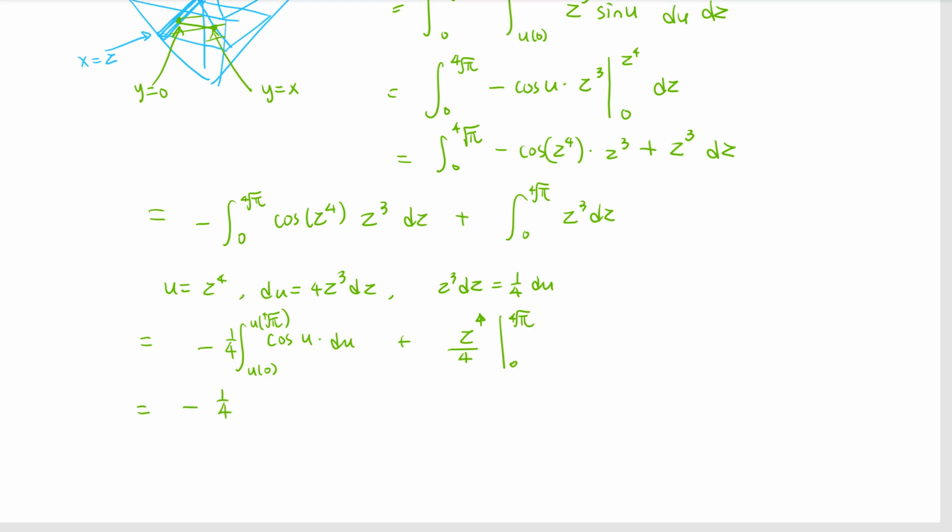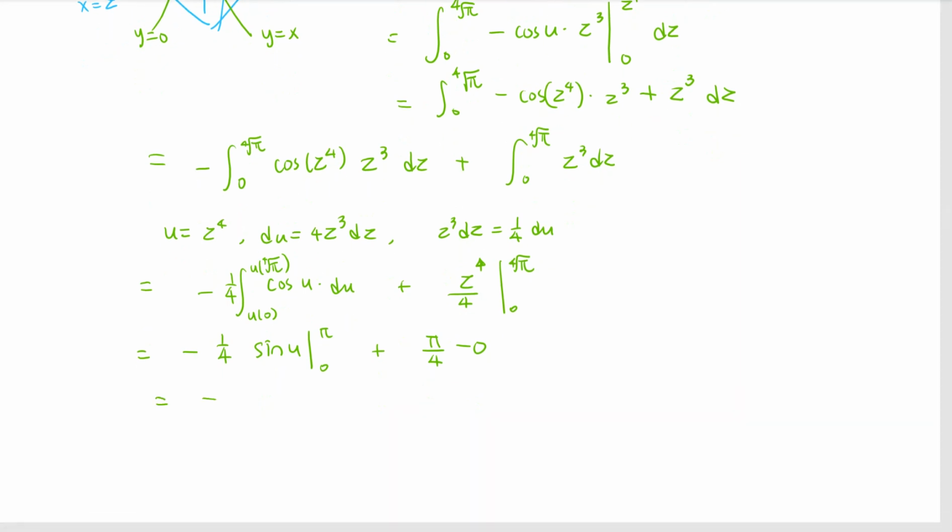Okay, so the integral of cosine is sine u. Then u of 0, 0 to the 4th is 0, and u of 4th root of pi, the 4th root of pi to the 4th is pi. And then the 4th root of pi to the 4th is pi over 4, and when we plug in 0, it is 0. Now let's see. Do you know what is sine pi? Sine looks like this. Sine pi is actually 0, and sine 0 is actually 0. So that crazy term is 0.